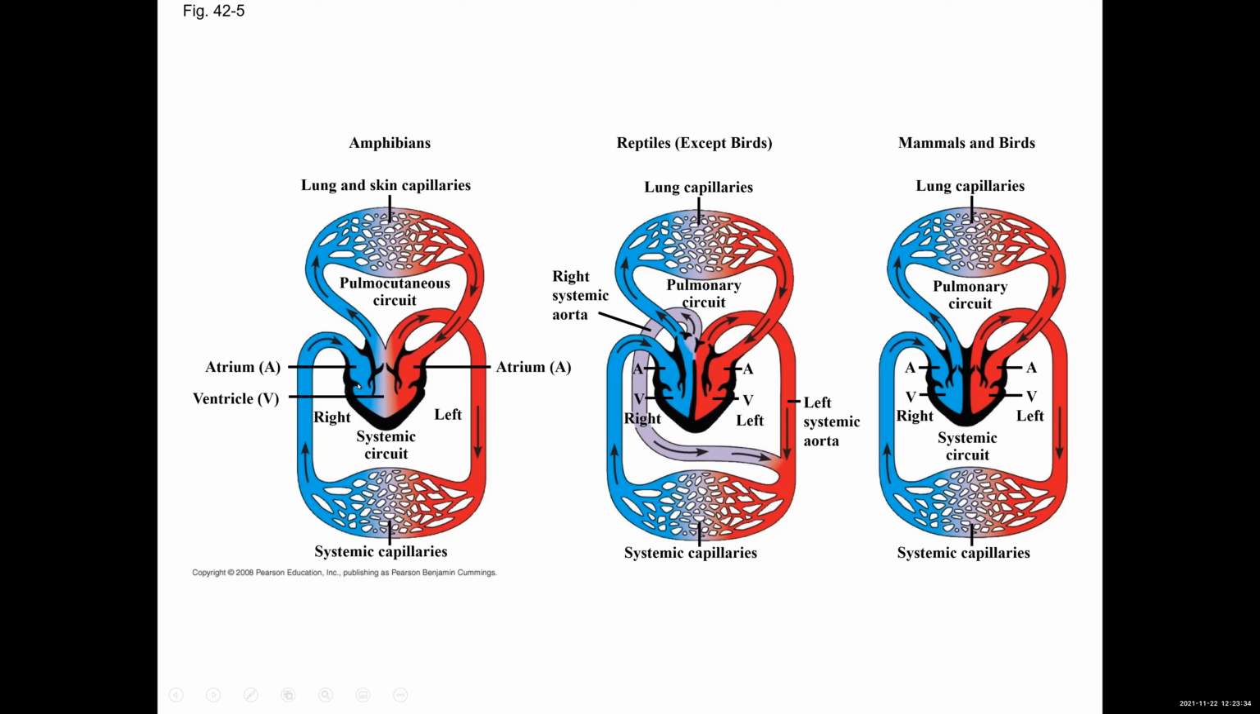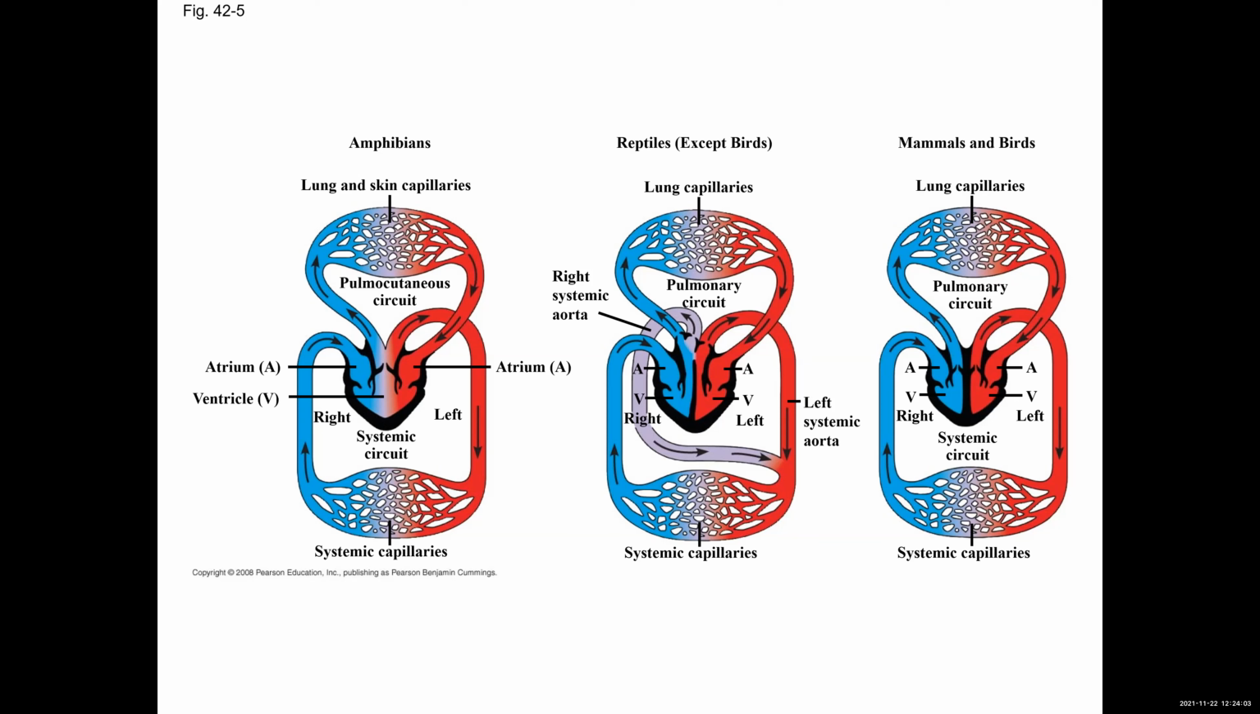But in reality, we have this purple here, right? This purple is this mixing of oxygenated and deoxygenated blood. So there's actually kind of a little ridge in the middle of this ventricle that prevents some of the mixing, right? But we do have not quite 100% oxygenated blood getting pumped to the body and not quite 100% deoxygenated blood going to the lungs and capillaries.